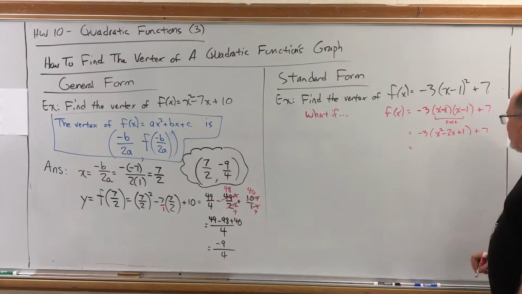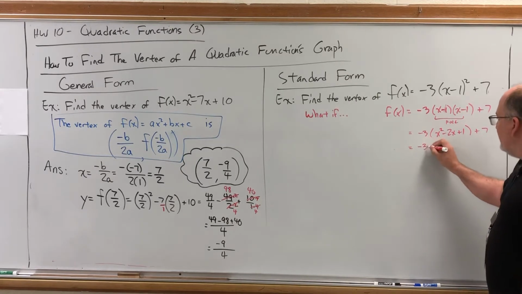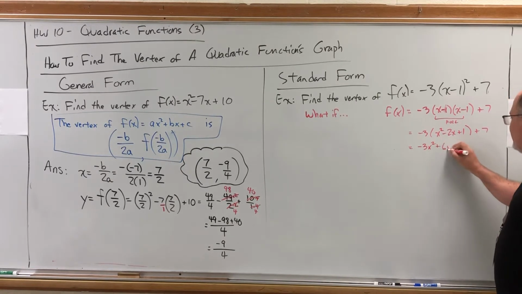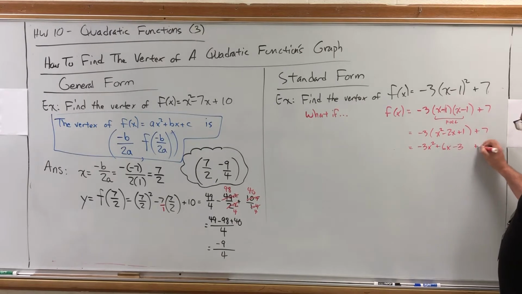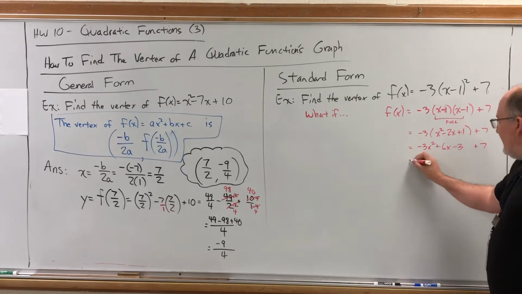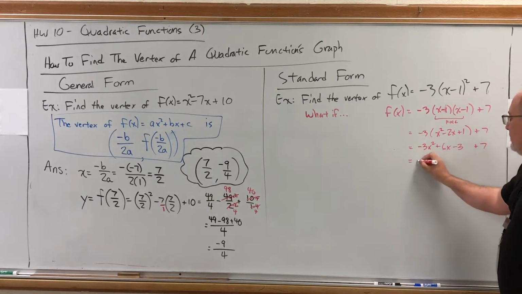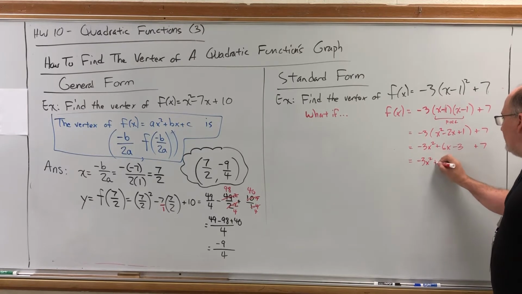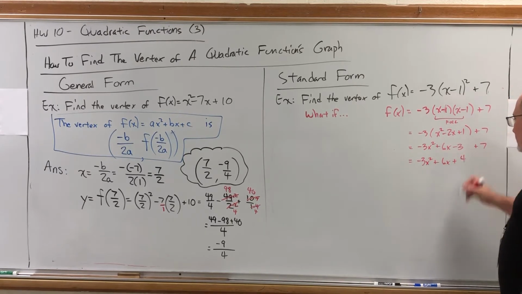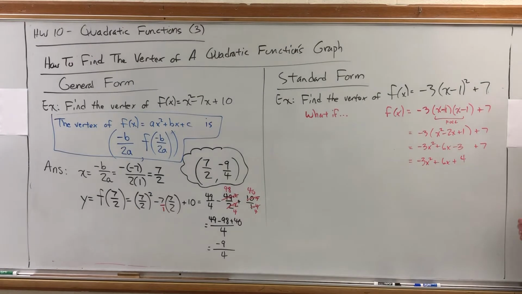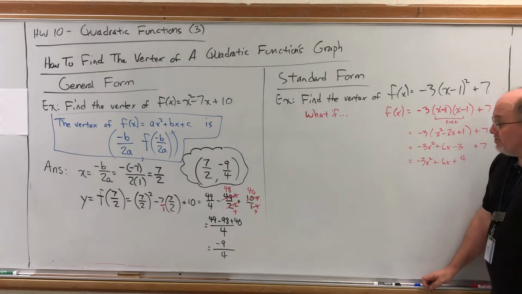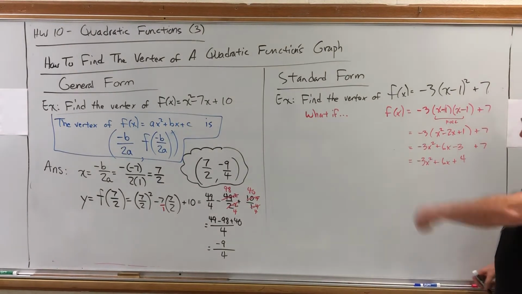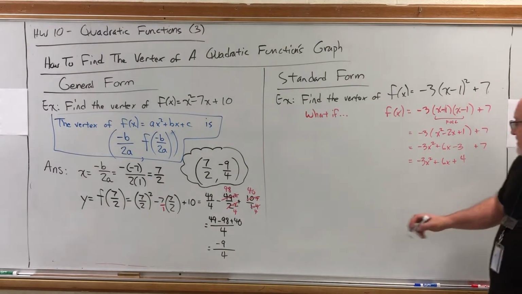And now we have to distribute the -3. -3x squared plus 6x minus 3. Don't forget the plus 7. And now we have like terms to combine. -3x squared plus 6x plus 4. So we can manipulate it and transform it from standard form into general form if we're going to use that approach. So let's see what happens if we do.